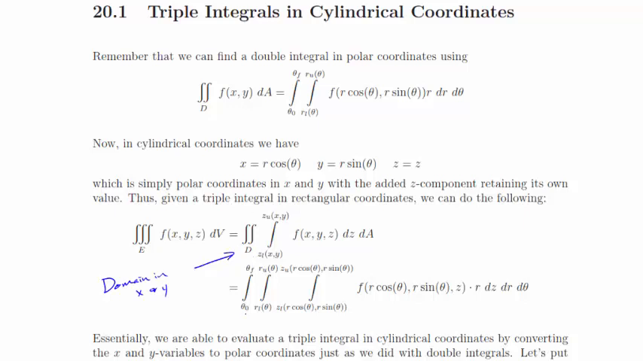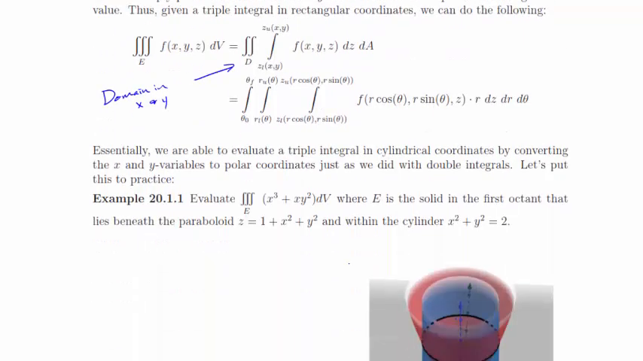So this equals the integral from theta naught to theta final of the integral from a lower radius as a function of theta to an upper radius as a function of theta of the integral from a lower z bound, but now as a function of r cosine theta, r sine theta, to an upper z bound as a function of r cosine theta, r sine theta. And then the function that we are taking the integral of we now have in terms of r and theta, so f of r cosine theta, r sine theta, comma z, all times r dz dr d theta. And so it's that simple for us to set this up.